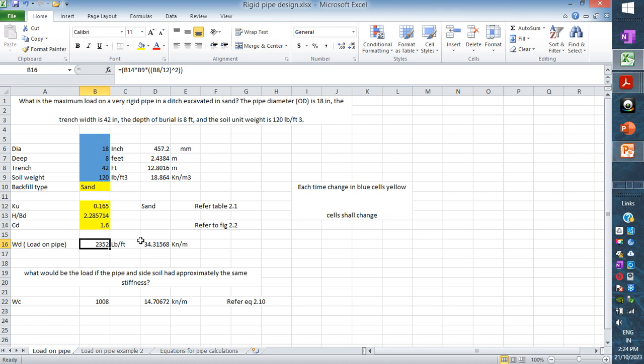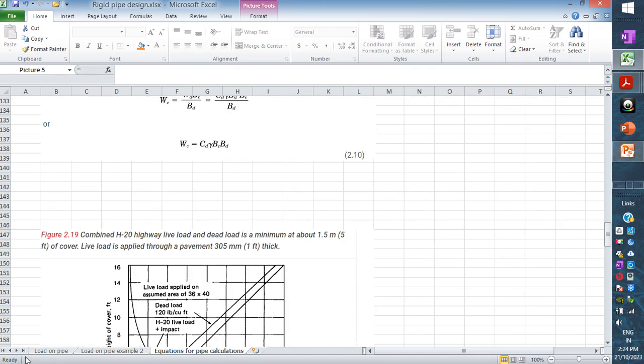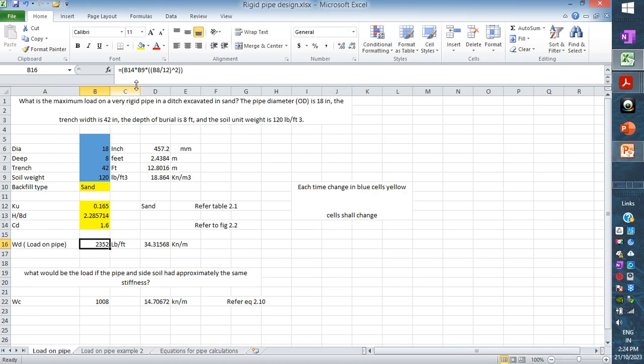And WD is the equation I defined before, which is here: CD, gamma, BC and BD. So that's CD, gamma, BC times BD, and that's the load on a pipe. It comes to about 34 kilonewton per meter.